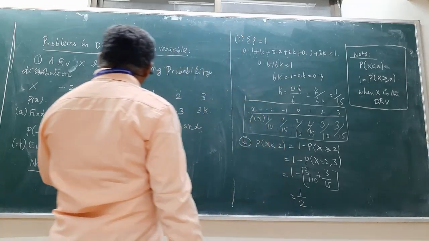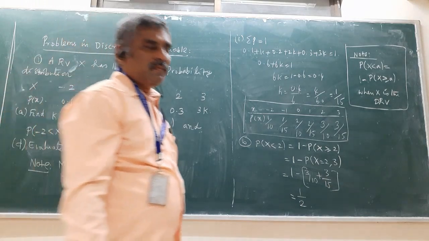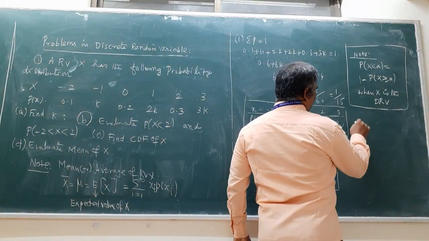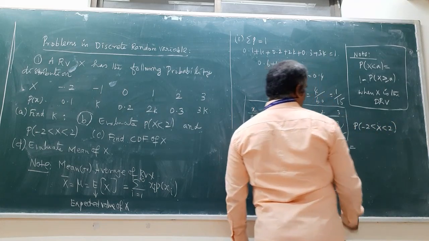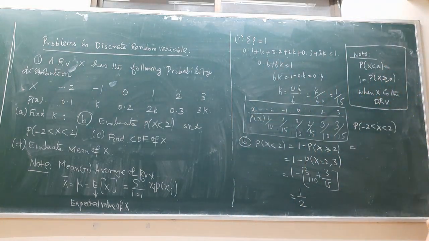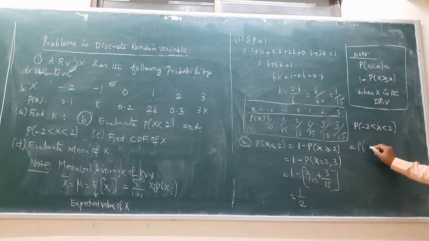In the same question, one more subdivision is there. Probability of -2 less than x less than 2. So exclude -2 and +2. What are the values between -2 and +2? -1, 0, 1.